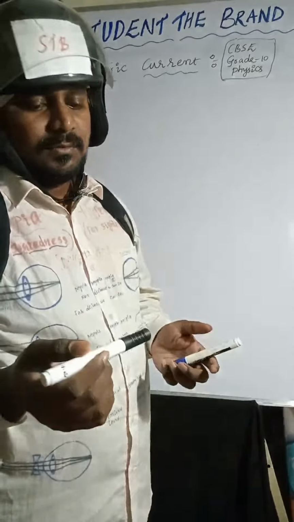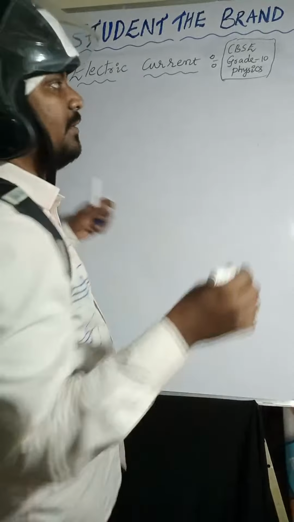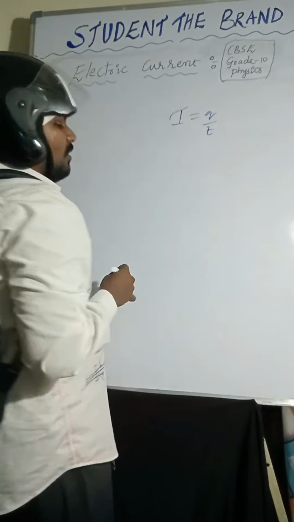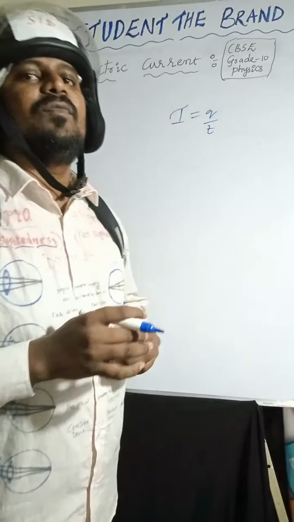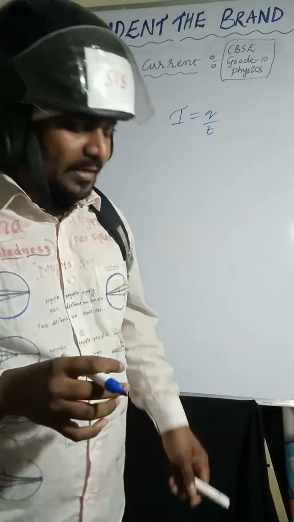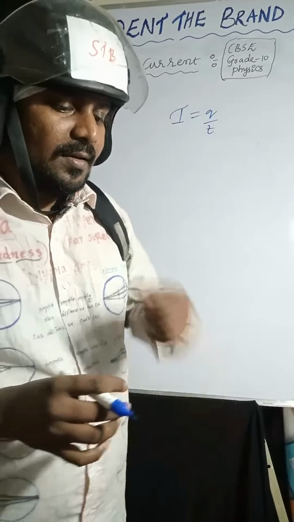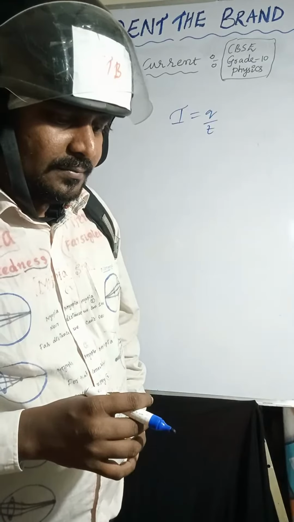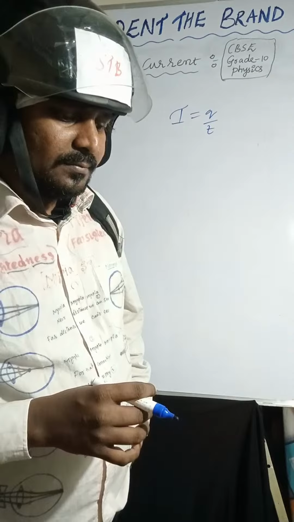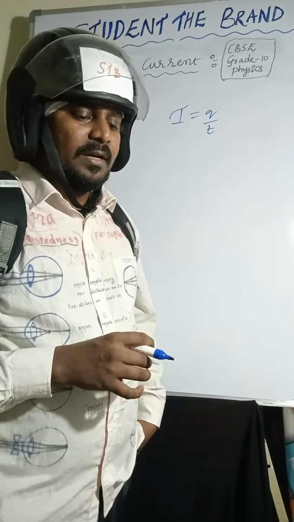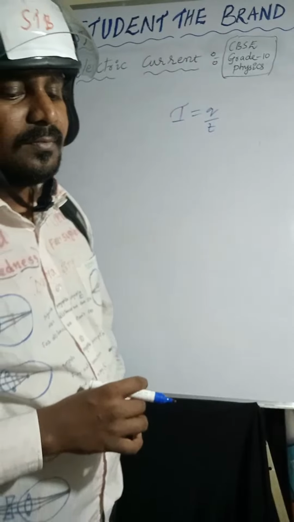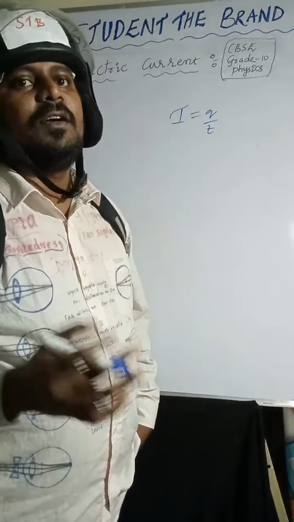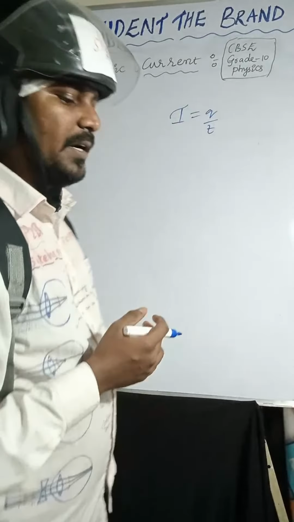I equal to Q by T. The rate of flow of charge is called electric current. Rate of flow of charge is called electric current. So, I equal to Q by T.